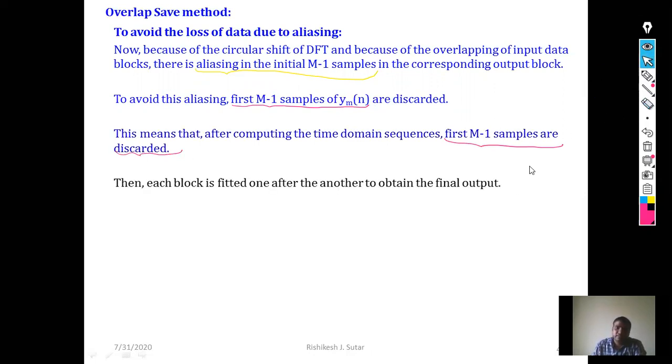After removing the initial M-1 samples from each block, we can fit all the blocks one after another to obtain the final output. To obtain the final output, I have to fit each block one after another, but before that, you have to discard the first M-1 samples from each block. So this is the overlap save method.